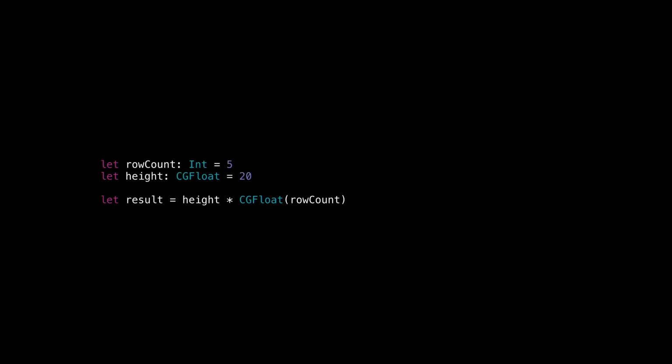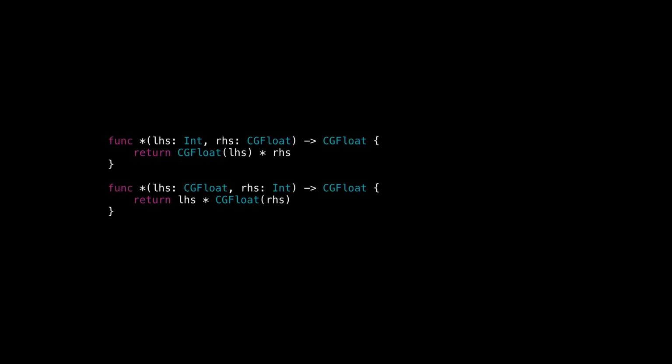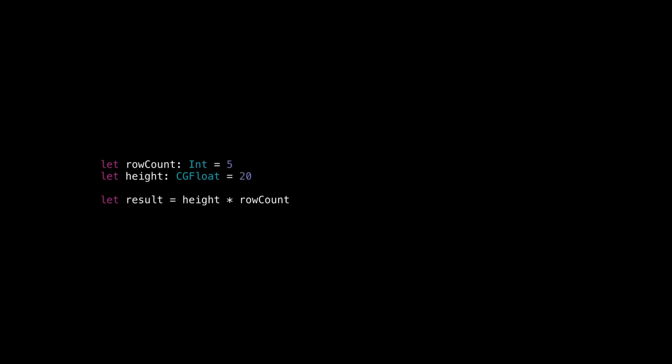What you can do about this, because you all deserve nice things, is overload the operators and say if the left-hand side is an integer and the right-hand side is a float, I'm going to handle it. And if the left-hand side is a float and the right-hand side is an integer, I'm going to handle that too. And now, every time you go to write this code, it just works, and you never have to think about, oh, which one do I need to wrap in a float? You don't have to worry about it. Your readers don't have to worry about it.